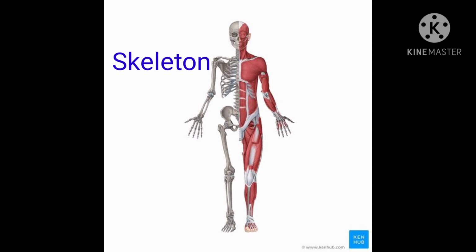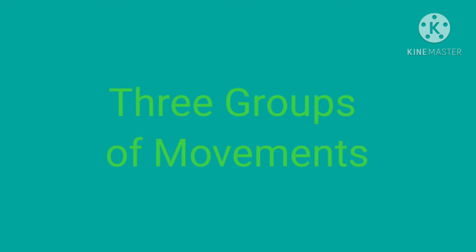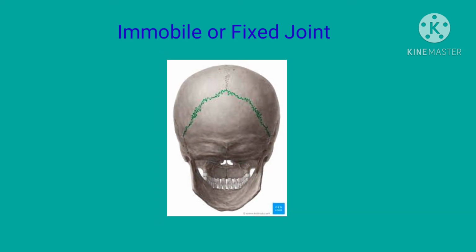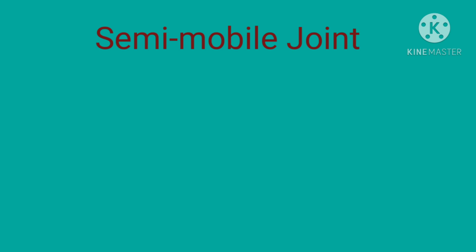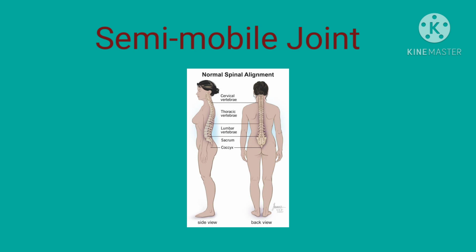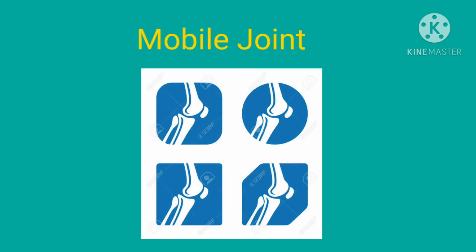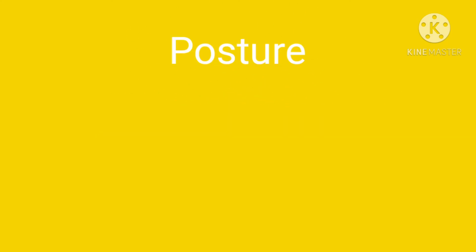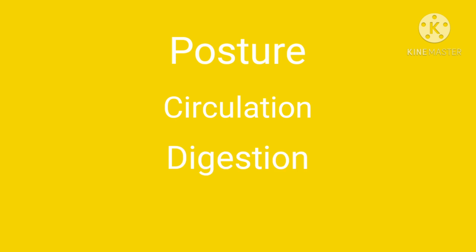The skeleton gives us our shape and allows us to walk, run, or jump. Bones are joined with each other by joints. They are divided into 3 groups, depending on their level of mobility. Immobile or fixed joints don't have any mobility, like the ones that join our skull. Semi-mobile joints do have some mobility but not a lot, like the vertebrae in our backs. Mobile joints have great mobility, like our elbow or knee. There are many functions of the musculoskeletal system, like posture, circulation, digestion, and urination.